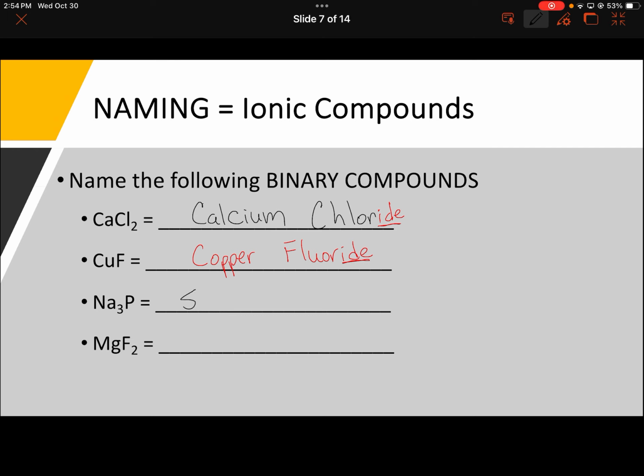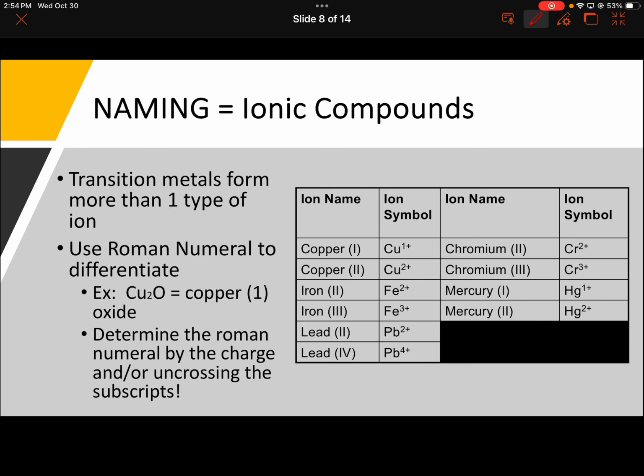Na is sodium. Element P is phosphorus. But again, we won't say sodium phosphorus. We would say sodium phosphide. We change that ending to IDE. And the last one on this page, magnesium, Mg. And we see fluoride up there. We can use that again. Magnesium fluoride. So that's how we do binary compounds.